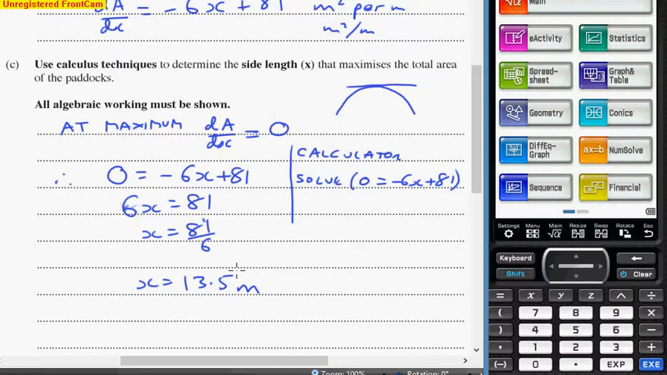And let's just make sure we've answered the question. Using calculus techniques. Well, that is using calculus techniques because we needed to know that the gradient was 0. So we've done that. Determine the side length, and we've got what x is. That's it.